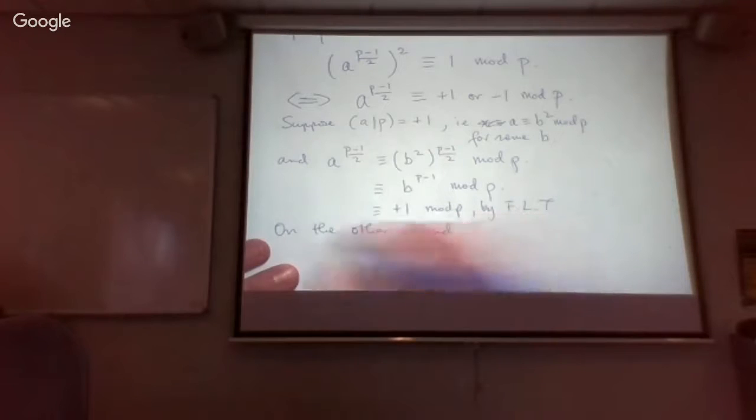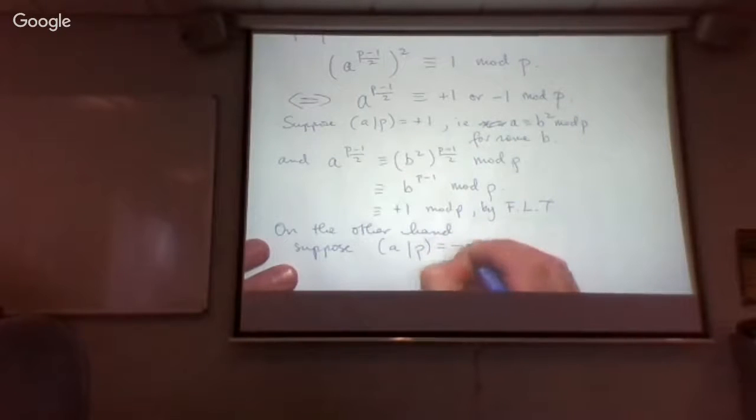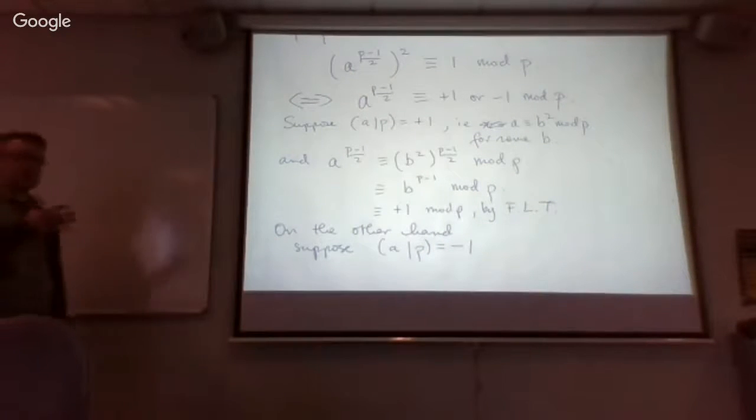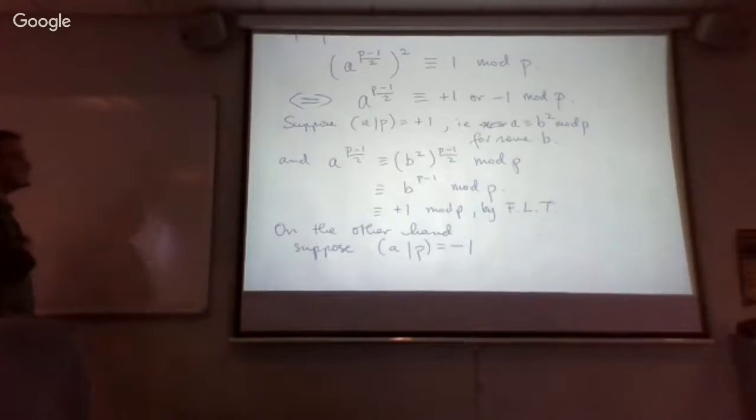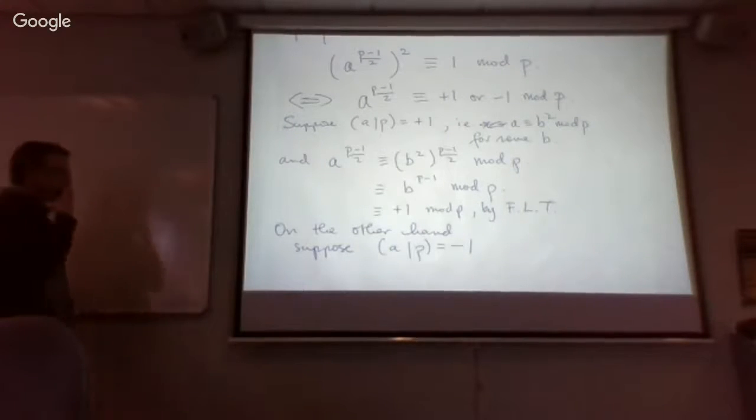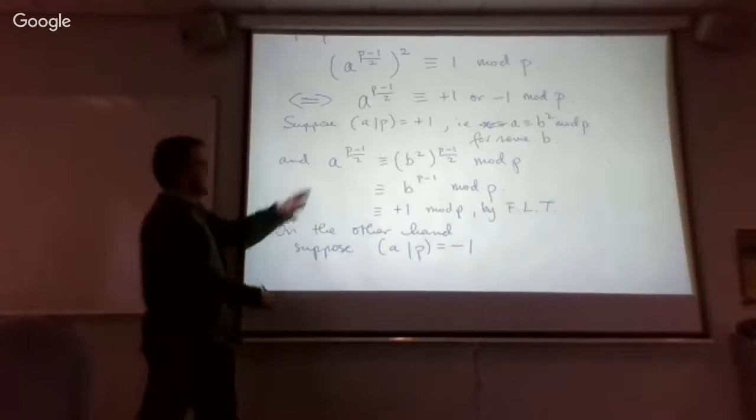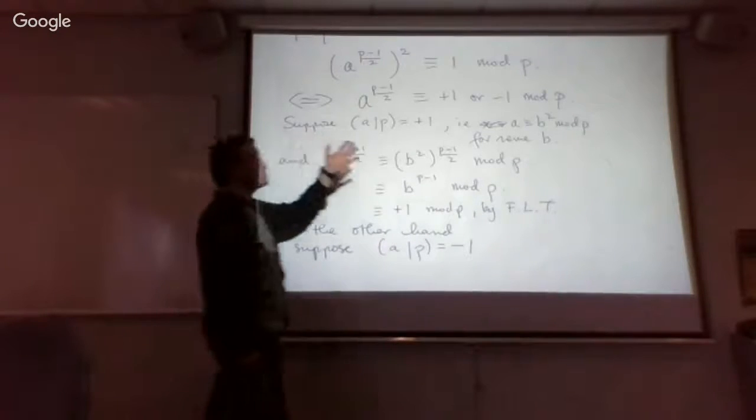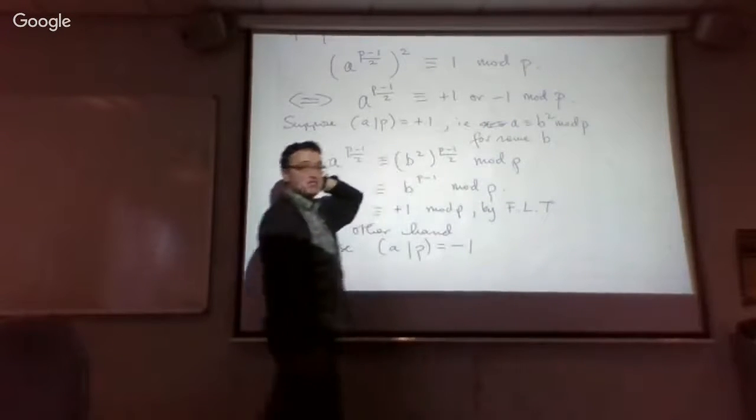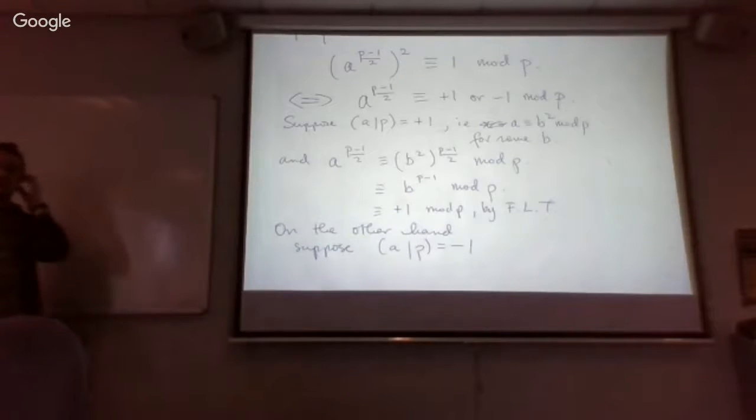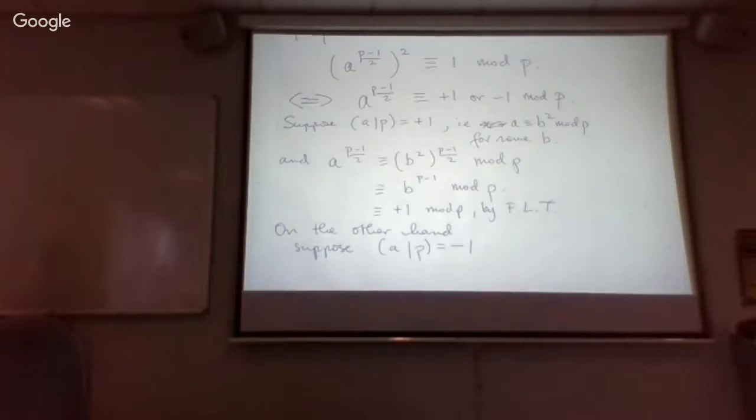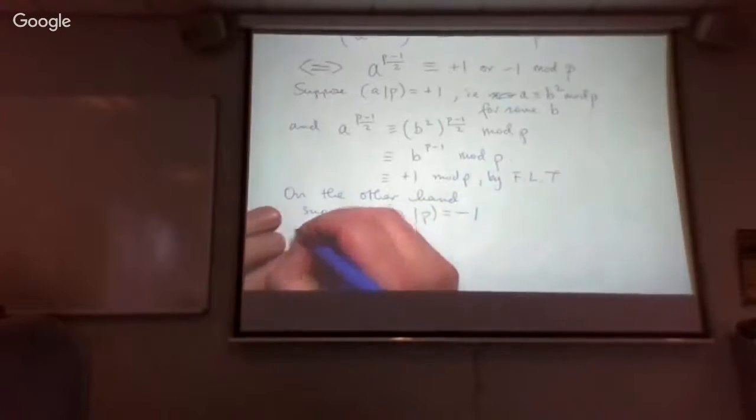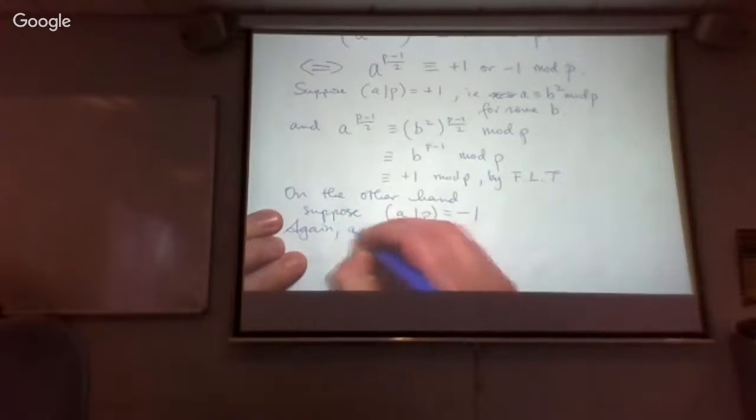On the other hand, suppose this time that a is not a quadratic residue, so that the Legendre symbol of a over p is minus 1. What we want to show is that a to the power of p minus 1 over 2 has to be minus 1. We know it's either plus 1 or minus 1, so we just have to rule out the case that it could be plus 1. And again, this is a counting type argument.